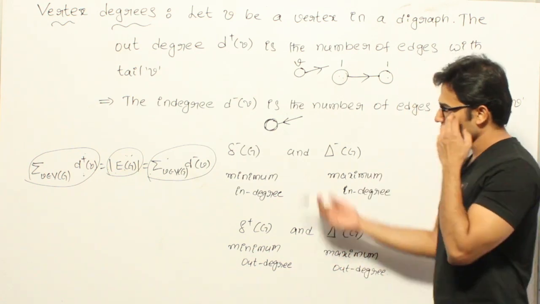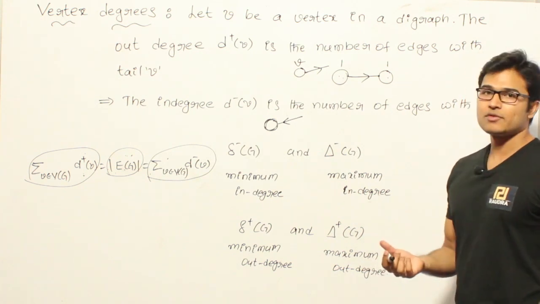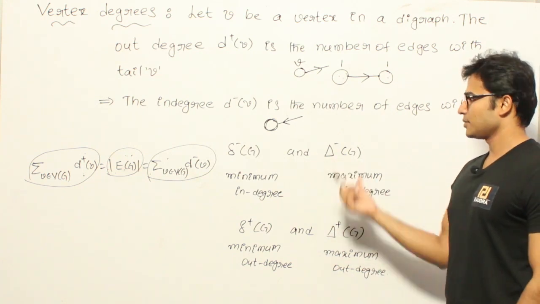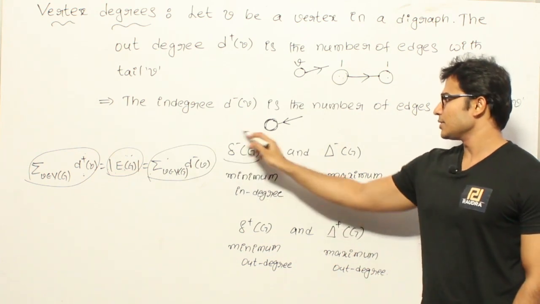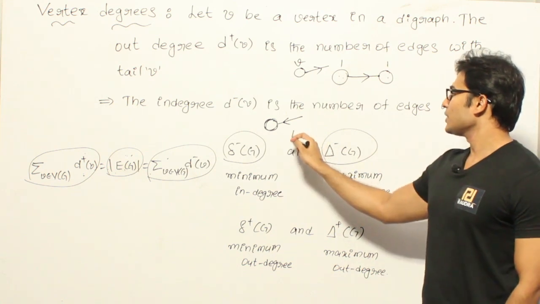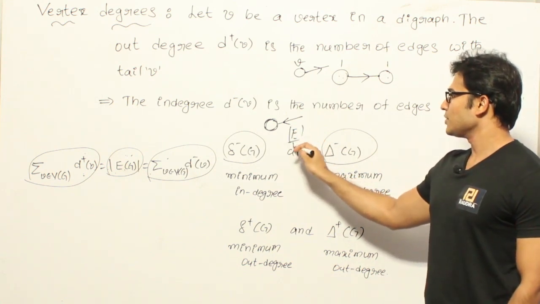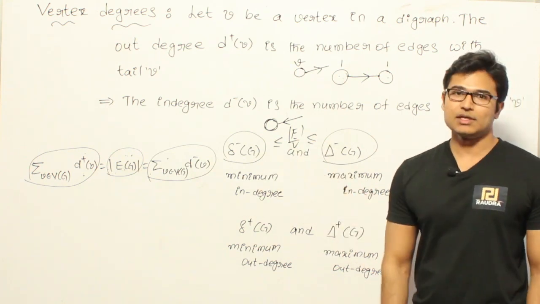Okay. Similarly, you can apply the concepts of minimum in degree and maximum in degree. So if this is the minimum in degree and this is the maximum in degree, then what is the average in degree? The average in degree is equal to |E| by |V|, right? So minimum and maximum will be like this. This is the relation.